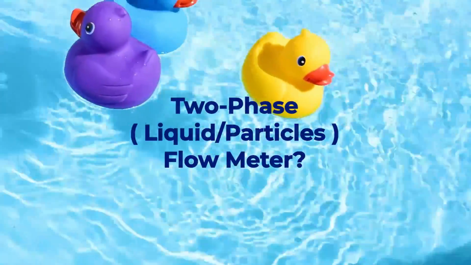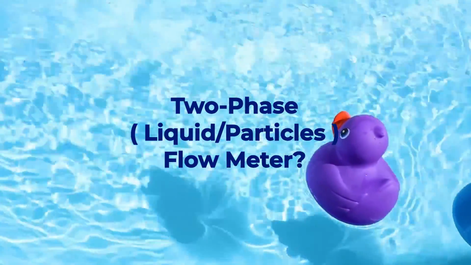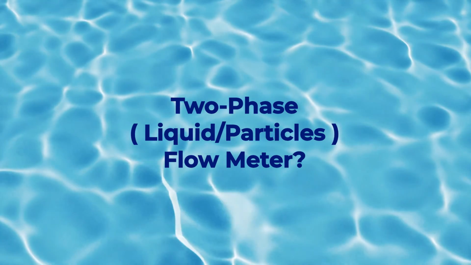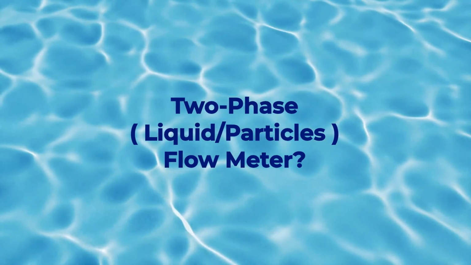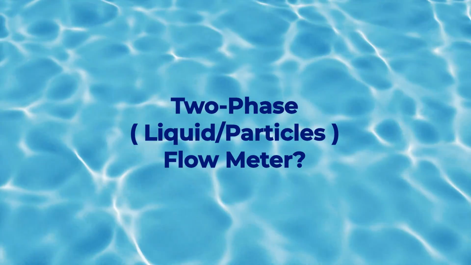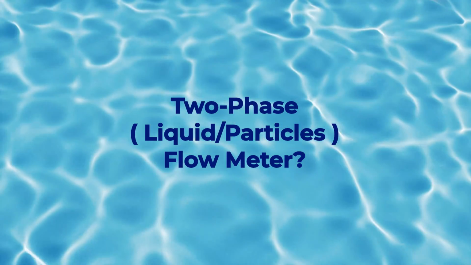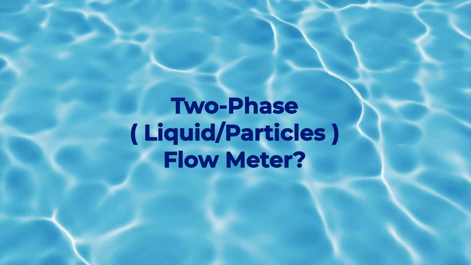Okay. What is the best flow meter for two-phase flow, liquid and particles, up to 1/2 inch? I would look at a magnetic flow meter in this case. So I'm assuming it's a liquid with limestone, some type of slurry in there. Definitely a magnetic flow meter.